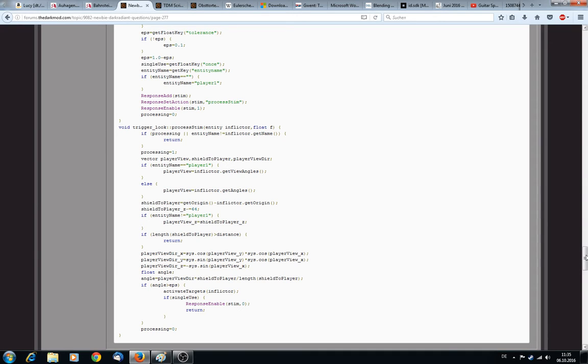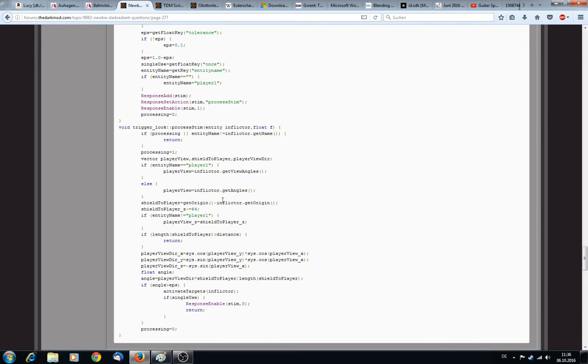The mapper has to set it up in a way that if this script gets called, if this whole stuff is processed, then the player can really see the object. But this is just some additional stuff. And the rest is calculational stuff.